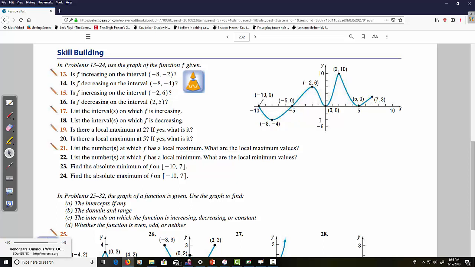Is f decreasing on the interval 2 to 5? So here's 2 to 5. Yes, it is. It is going down as it goes left to right between x equals 2 and x equals 5. So on what intervals is f increasing? So it's increasing from -8 to -2. Where else? From 0 to 2. And from 5 to 7.